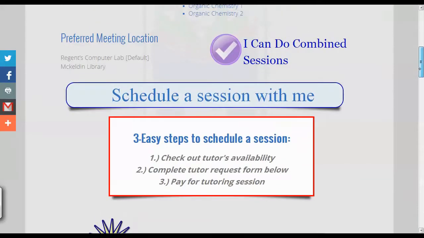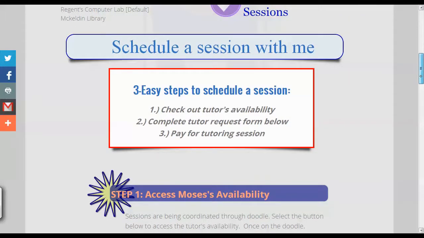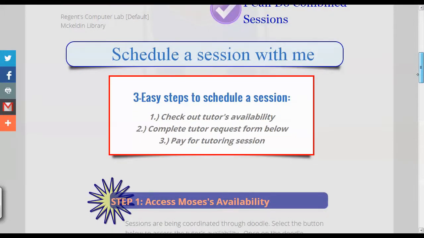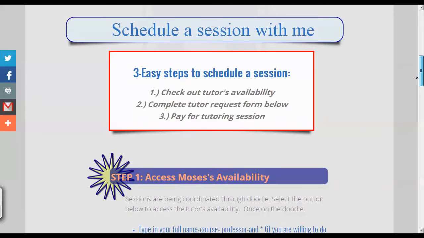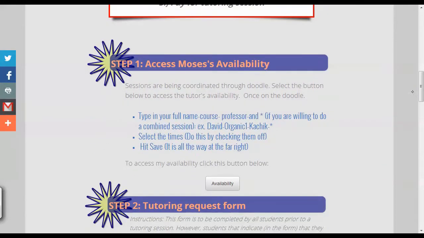The steps for scheduling a session are just 3 steps. The student would come on the tutor's page and follow these 3 steps. They will check out the tutor's availability, then complete a tutor request form, and then pay for the tutoring sessions. In the first step, the student will be able to access the tutor's availability through a Doodle availability calendar that is accessible through this button here.